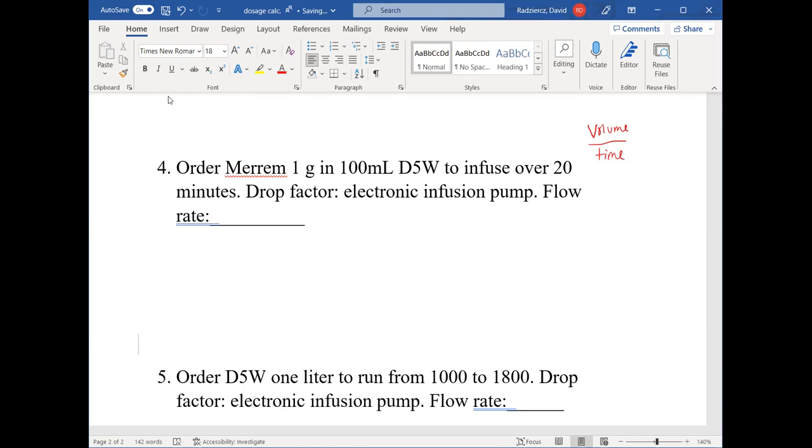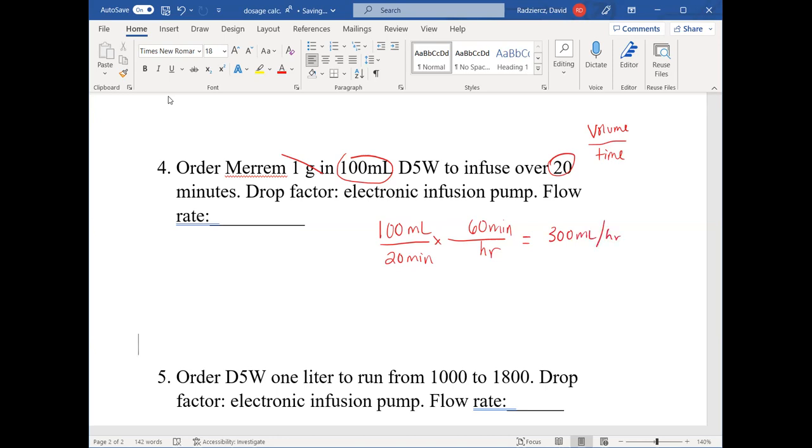Okay. So it says order Marum 1 gram in 100 milliliters, dextrose 5% water to infuse over 20 minutes. So immediately, I don't need to worry about the 1 gram. I need to know about the volume and I need to know about the time. So what is my flow rate? I'm going to take 100 milliliters over 20 minutes, convert minutes to hours. And I think I'm going to get 300 milliliters per hour.